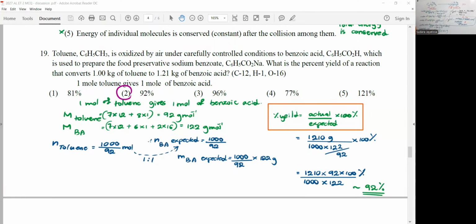1 mole of toluene gives 1 mole of benzoic acid. Toluene molar mass, benzoic acid molar mass are found. Then toluene moles, expected benzoic acid moles and then grams. Then put it into the formula.